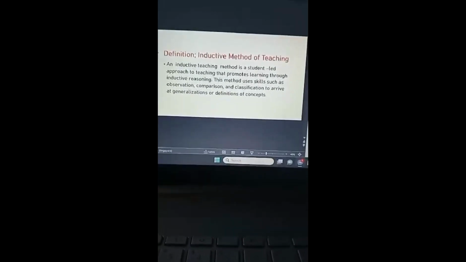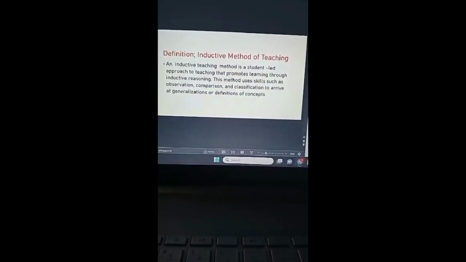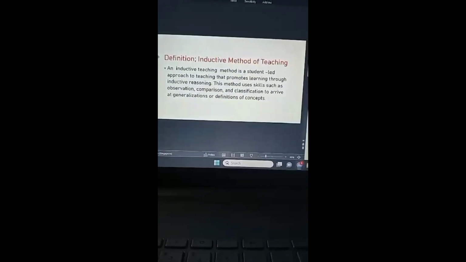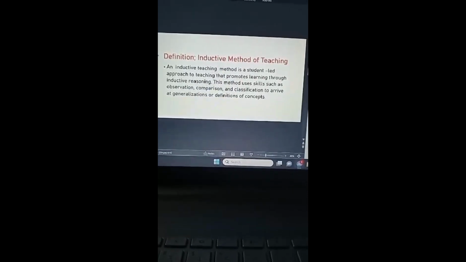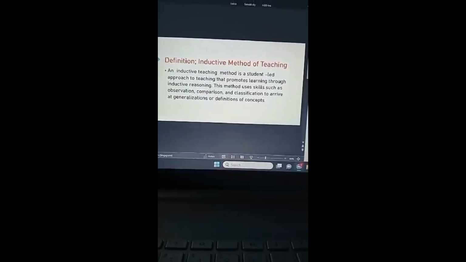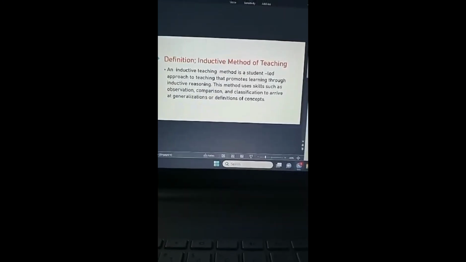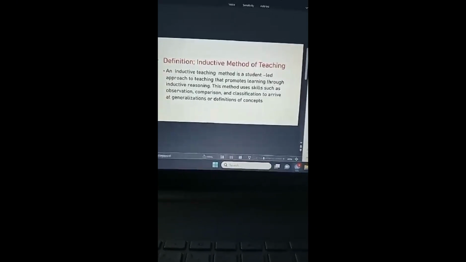Definition of inductive method of teaching. An inductive teaching method is a student-led approach to teaching that promotes learning through inductive reasoning. This method uses skills such as observation, comparison, and classification to arrive at generalizations or definitions of concepts.